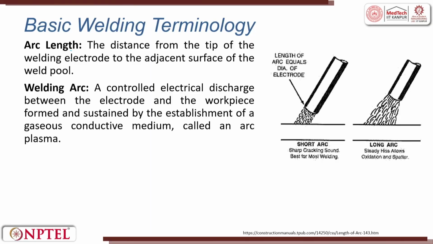Is the electrode very far off or very close? That makes it very important, because there is a melt of material flowing. So, there is something called arc length. This is the electrode and this is the metal, whatever the base metal is. Here, the distance is called the arc length. It can be short, it can be long, right.